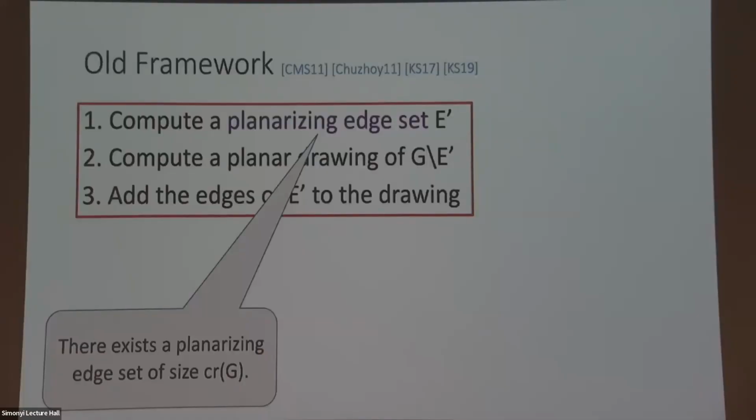So there exists a planarizing edge set of size CRG, and this CRG is the best quantitative bound we can hope for, because the graph can be a union of a lot of copies of K5. So the crossing number is how many copies there are, and you have to delete one edge from each copy. So this CRG is basically the best quantitative bound we can get.